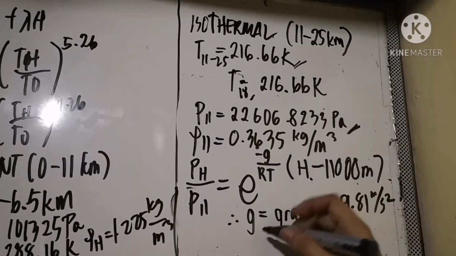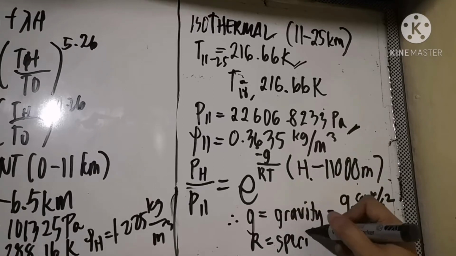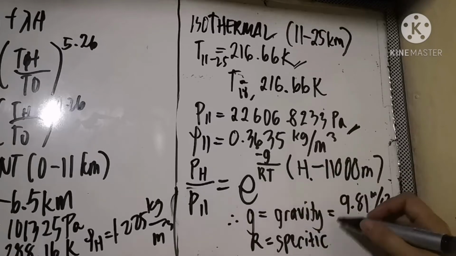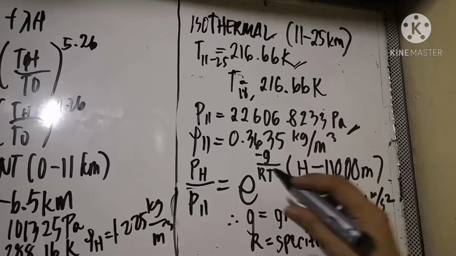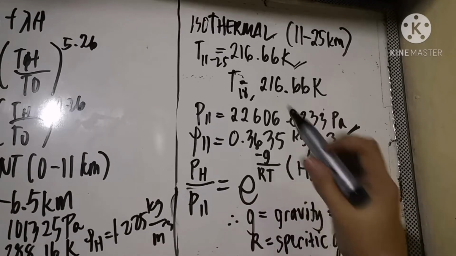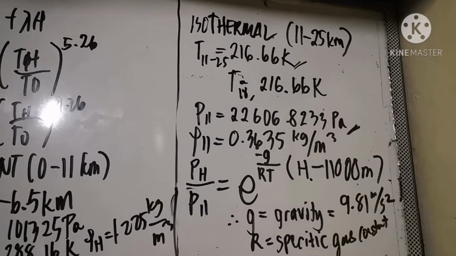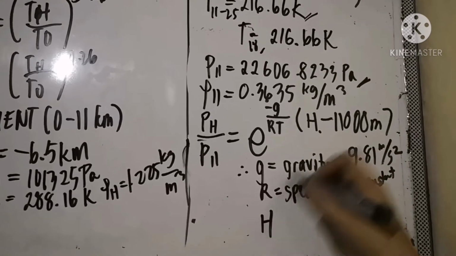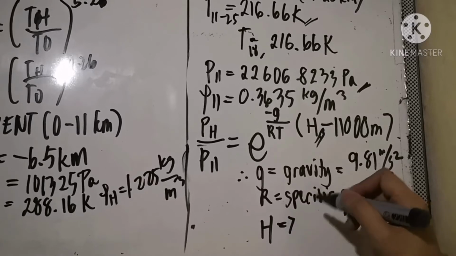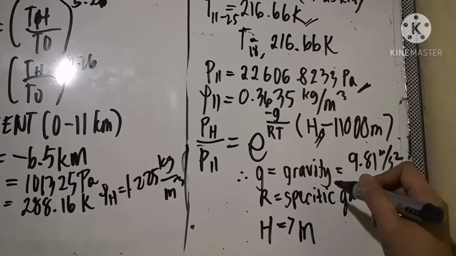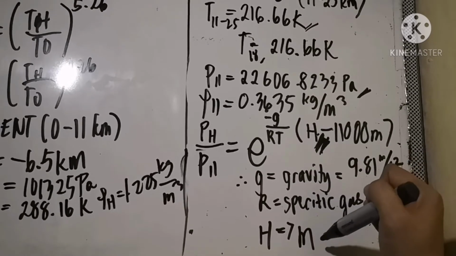Okay. Now, yung R mo ay yung specific gas constant. Alam na natin yan. And then, this temperature is your temperature at 11 kilometers, which is 216.66. Last is your height na hinahanap. Height na given yan, yung height is in meters.